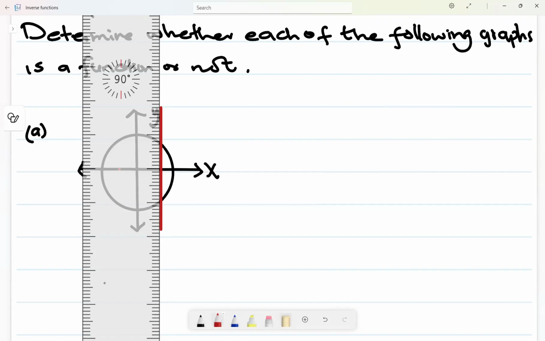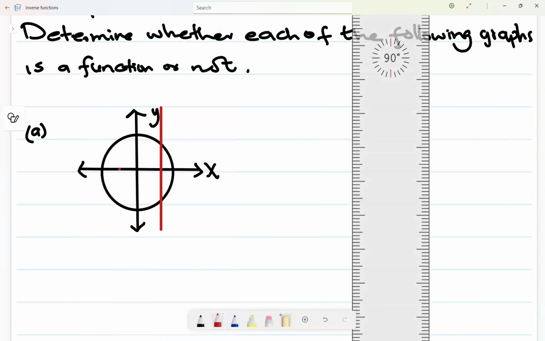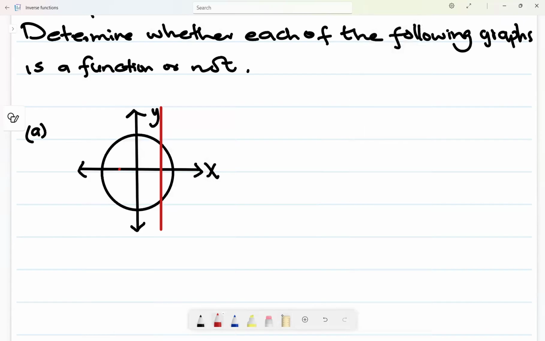If that vertical line test touches a graph once, that graph is a function. But if that vertical line test touches a graph more than once, that graph is not a function. Let's see how many times it touches. It touches here. It also touches here. We want where it touches the circle, not the intercept, right? So can you see it touches here? It also touches here. What does that tell you? This tells you that this is not a function.